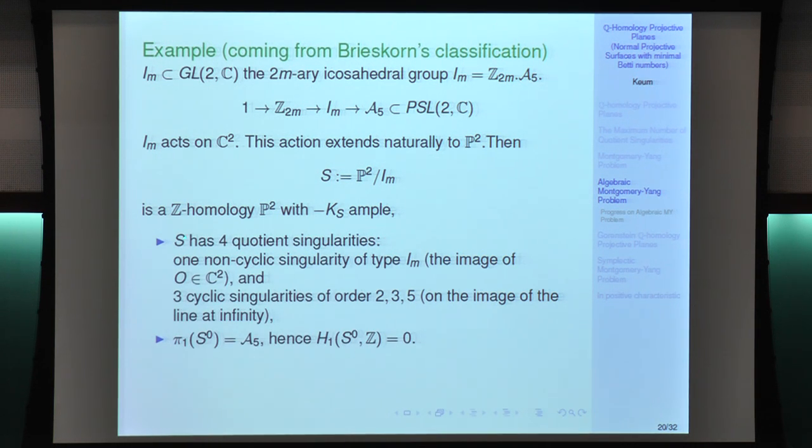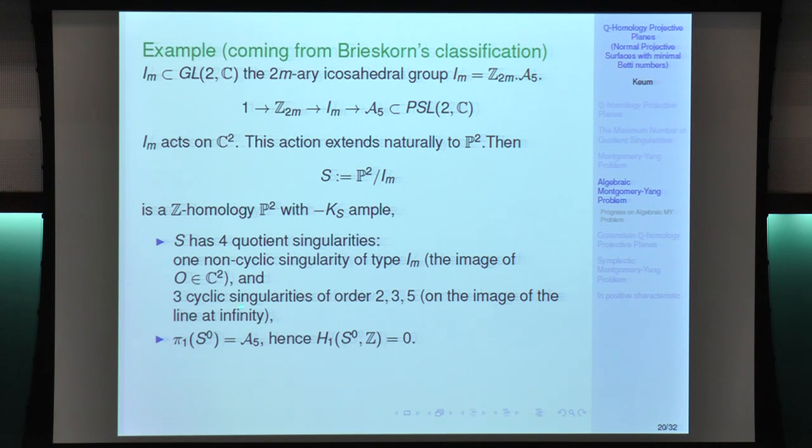And it turns out that S has 4 quotient singularities. One is coming from the origin of C2, which is a big non-cyclic singularity. And 3 cyclic singularities: 1 non-cyclic singularity of type I_M, the image of the origin, and the 3 cyclic singularities of order 2, 3, 5 on the image of the line at infinity. Once we extend this action to P2, it has many fixed points on the line at infinity, but the stabilizer of each has order 2, 3 or 5.